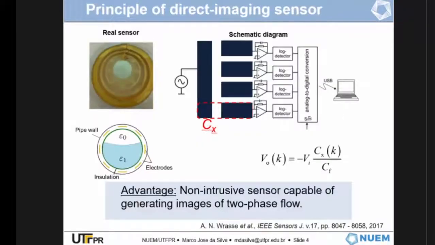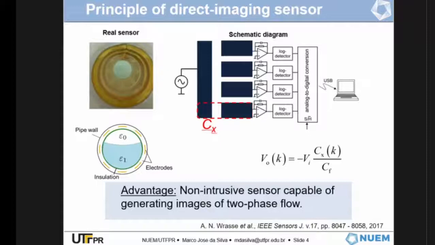So we came up with a simpler principle. We call that direct imaging sensor. It's also based on what we call electrical capacitance tomography, which is very similar to electrical impedance tomography, which is also used in medicine. But the approach here is a little bit different. We don't measure the capacitance in between all the electrodes. We have a transmitter electrode and a number of receiver electrodes, and we measure the capacitance in between those two.